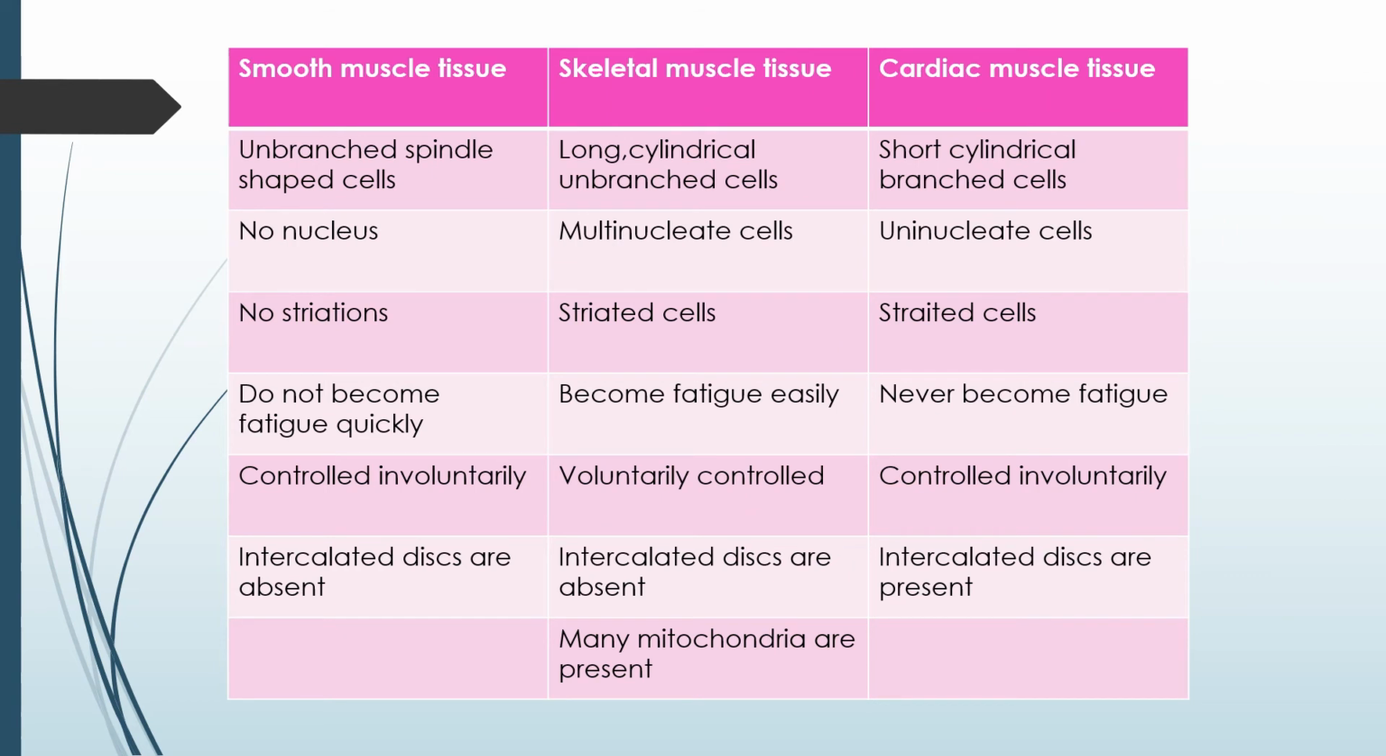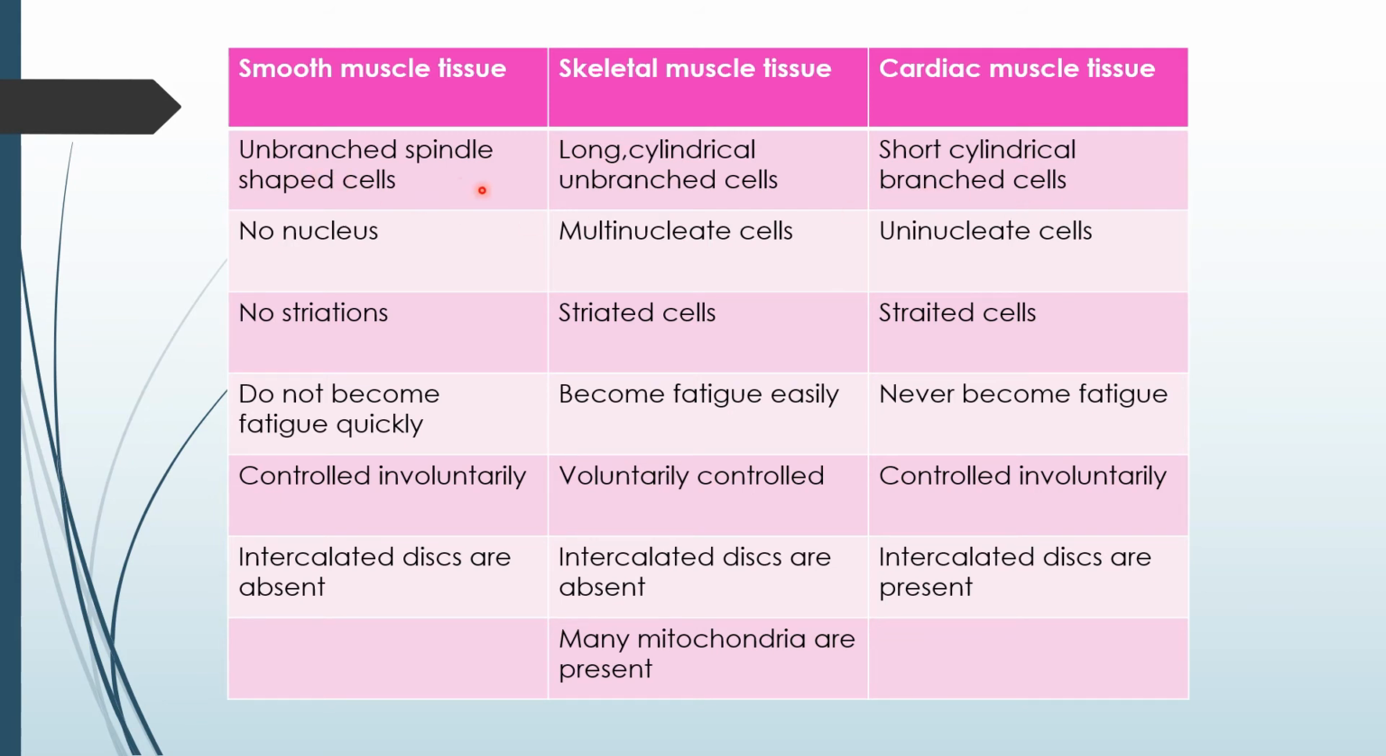Let's see the differences between smooth muscle tissue, skeletal muscle tissue, and cardiac muscle tissue. The cells in the smooth muscle tissues are unbranched and spindle-shaped cells. The cells in the skeletal muscle tissue are long, cylindrical, unbranched cells. The cardiac muscle cells are short, cylindrical, branched cells.